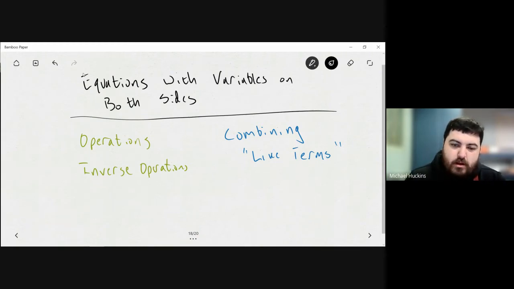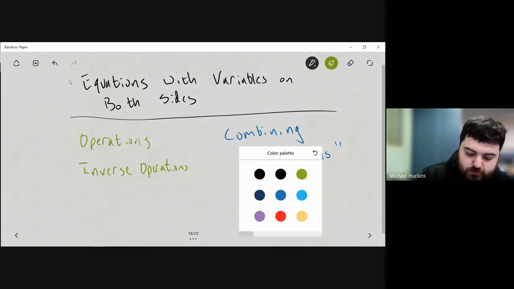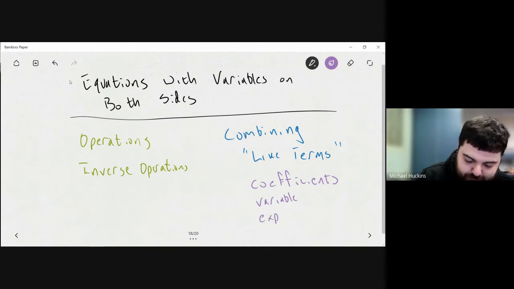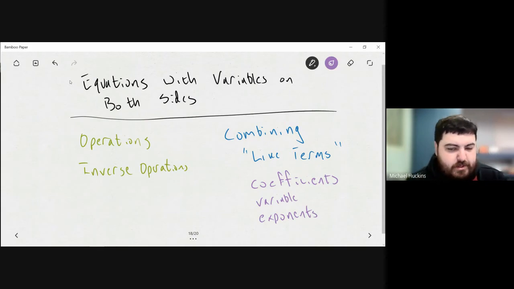We'll just need to recall our knowledge of combining like terms, making note of things like our coefficients, what each variable is, and what their exponents are. We're not going to be doing any operations with the exponents. We just need to know which variables have which exponents. So if we need to combine like terms using that criteria, we can.